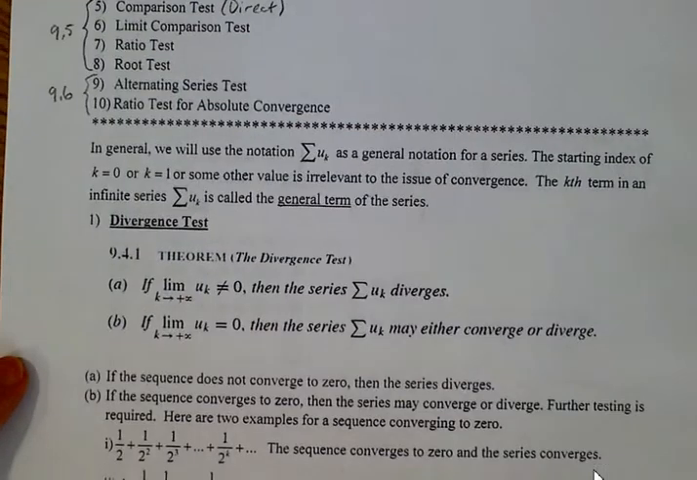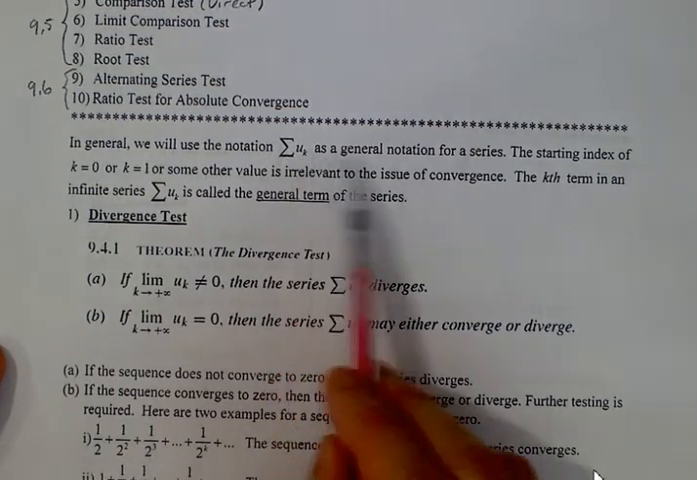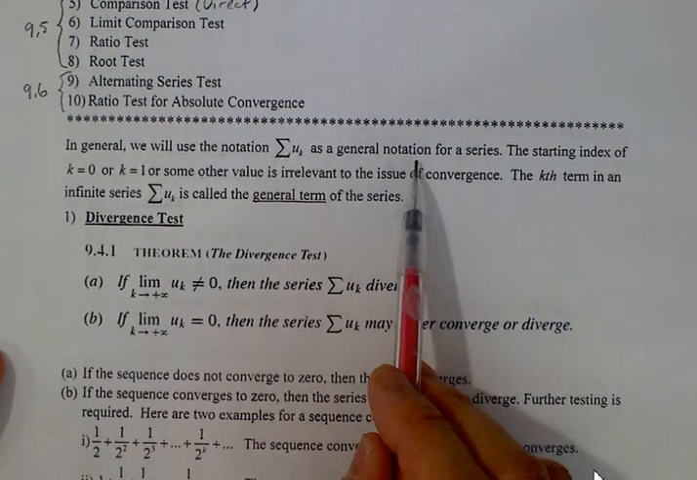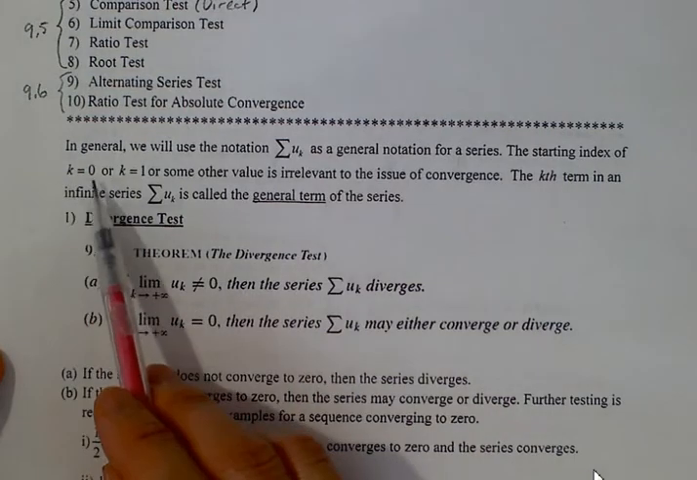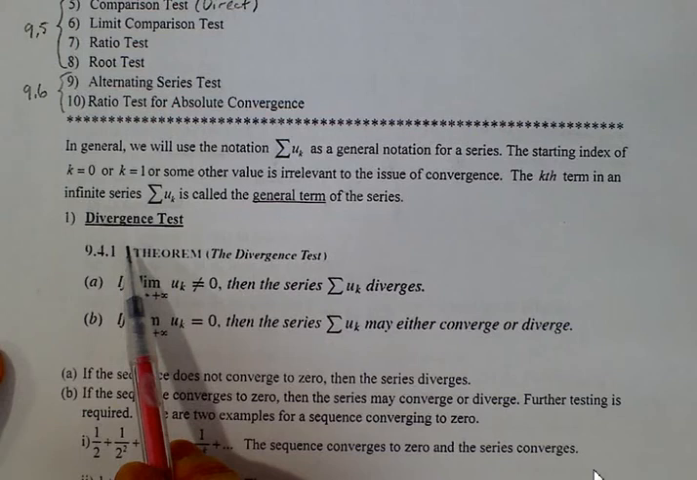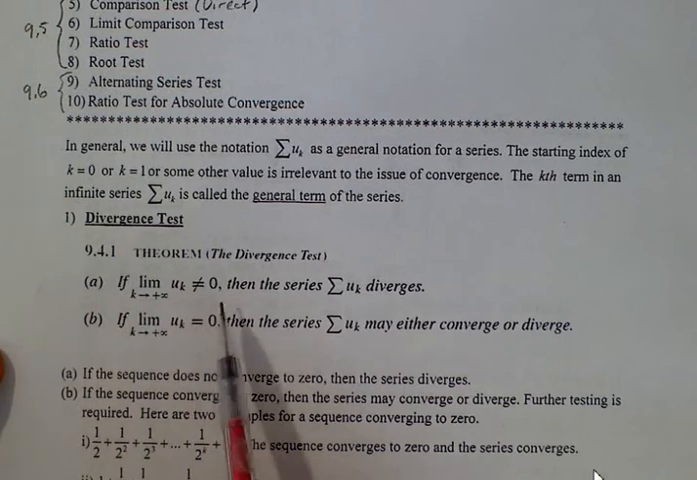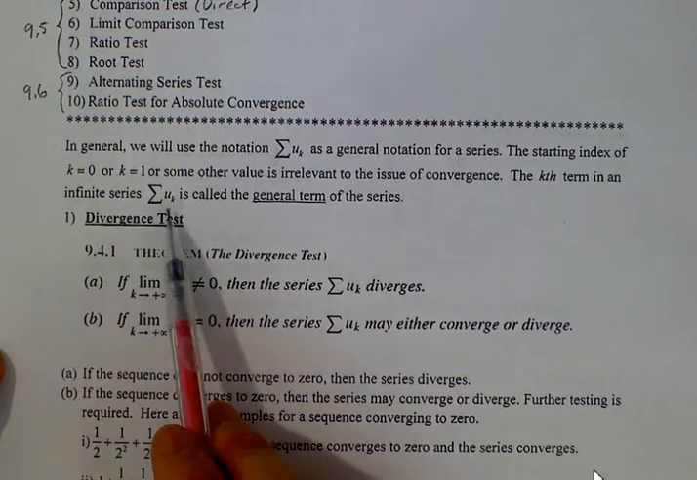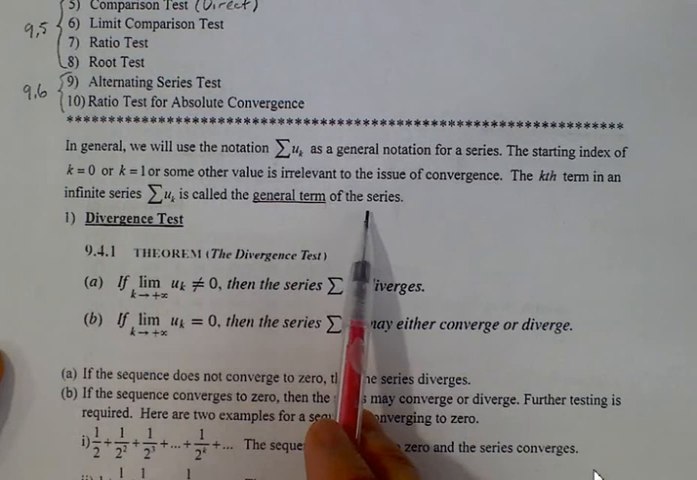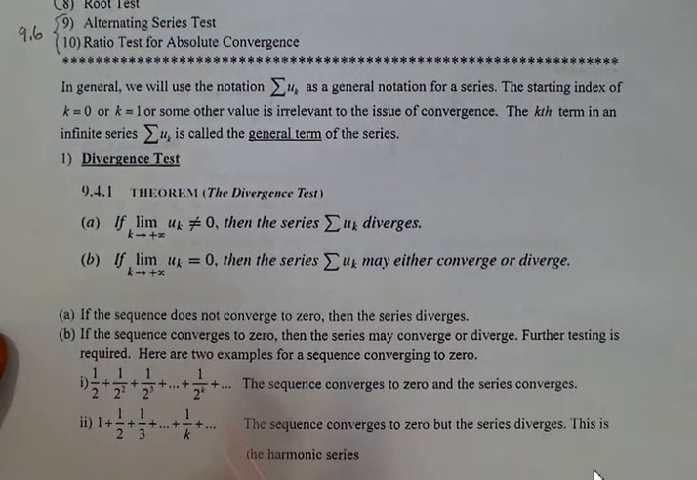Okay, so let's take a look at the first test. In general, we will use the notation sigma of u of k as a general notation for a series. The starting index of k equal to 0 or k equal to 1 or some other value is irrelevant to the issue of convergence, because you're going out to infinity, so it doesn't really matter where you begin. The kth term in an infinite series, the sigma of u of k, is called the general term of the series. So the first test that we're going to look at is what we call the divergence test.